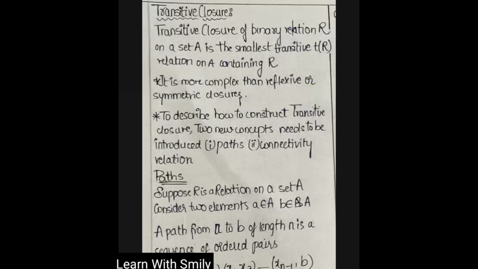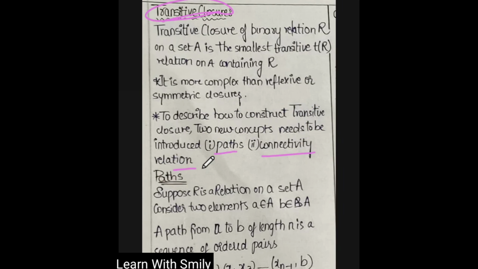Let's make it fast. Now coming to transitive closure. The transitive closure of a relation R on a set A is the smallest transitive relation on A containing R. It is more complex than reflexive or symmetric closures. To describe how to construct transitive closures, there are two new things you have to know: paths and the connectivity relation. To know more about transitive closure, you need to know about these concepts first.